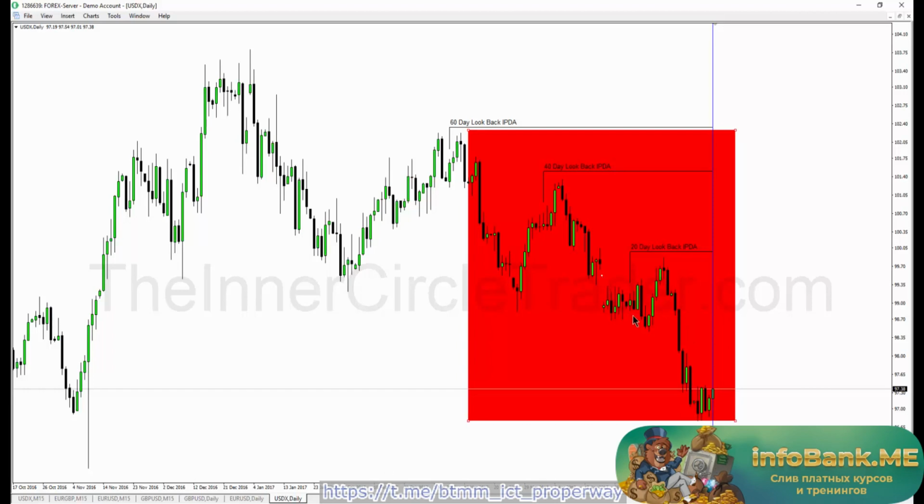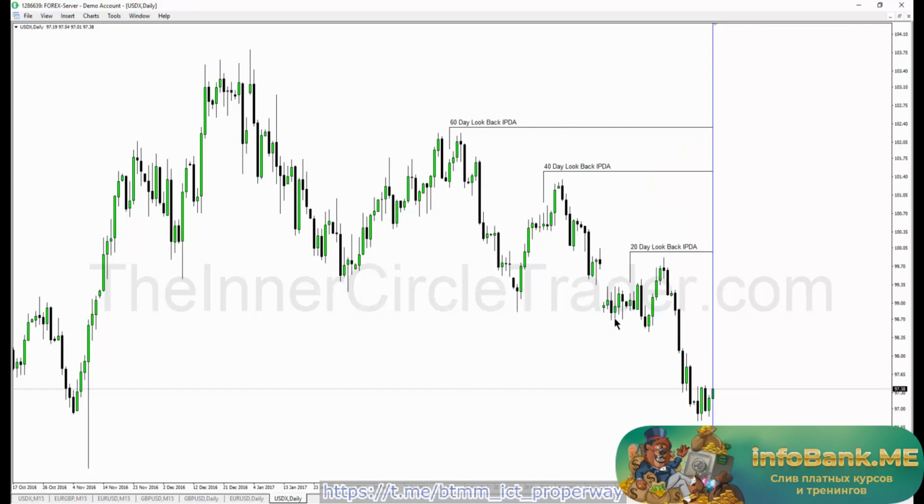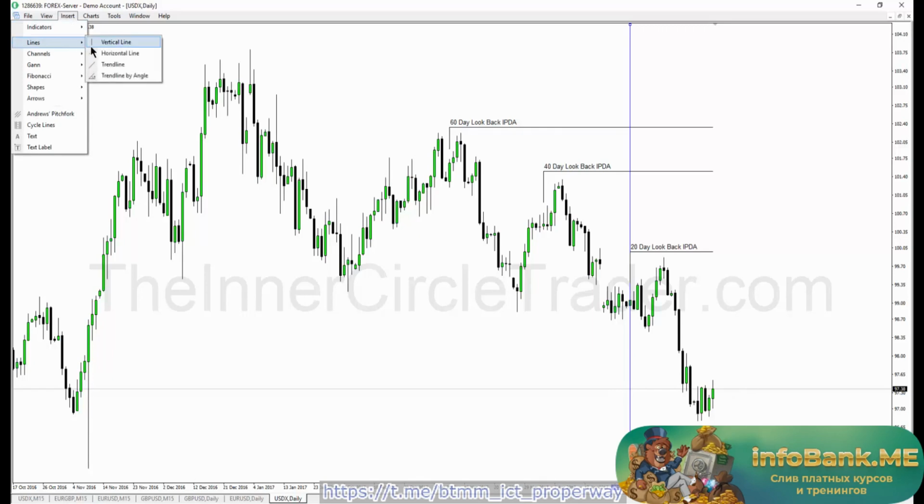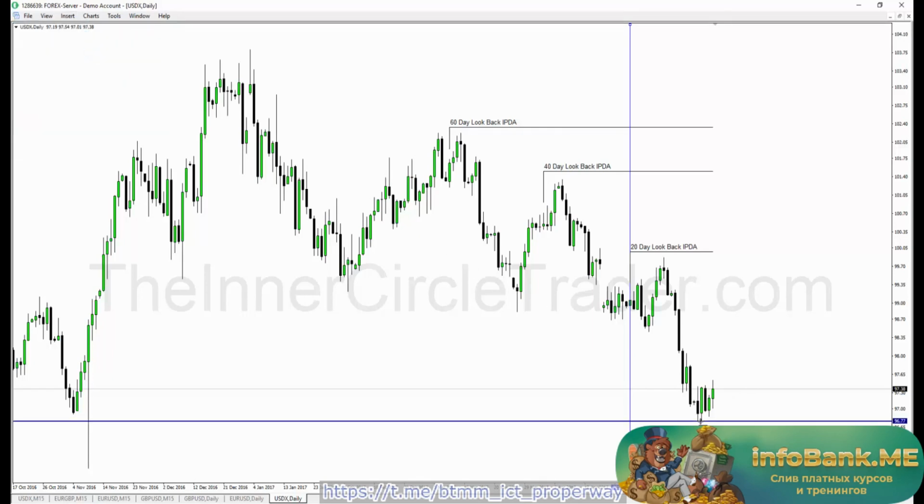Okay, so now we can take this off. Okay, now we have our data ranges in here. So with that, we want to be looking at the last 20 days. Where's our PD arrays? Okay, so we have a low here, and we have a high here.